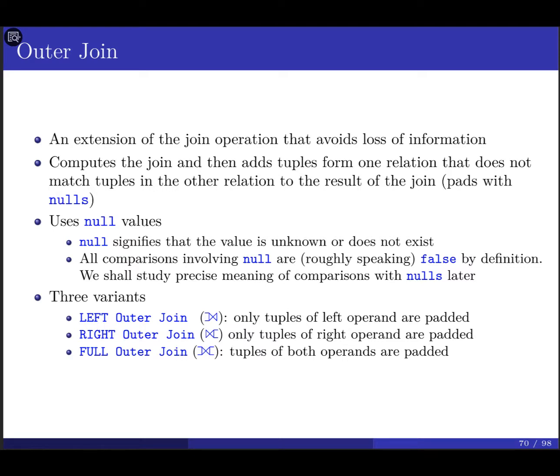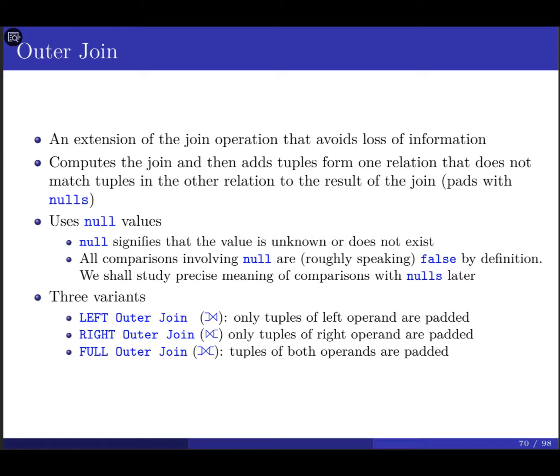Okay? And when we say null, that means the value does not exist or is unknown. We do have a left outer join, a right outer join, and a full outer join. With an example, it can be much clearer, okay?